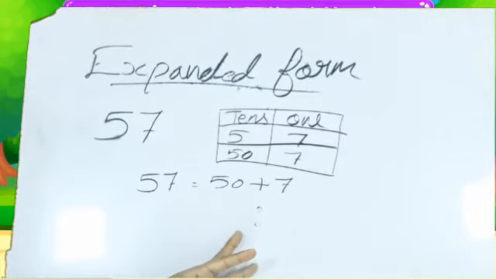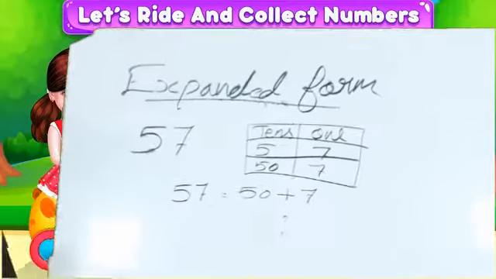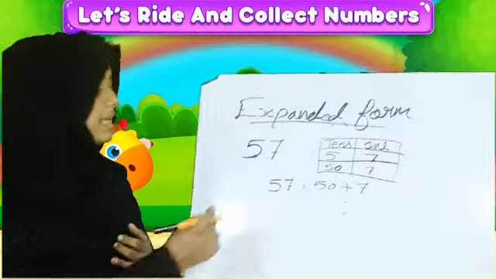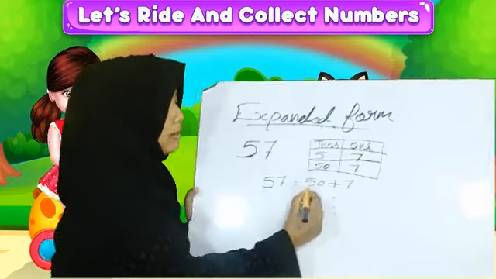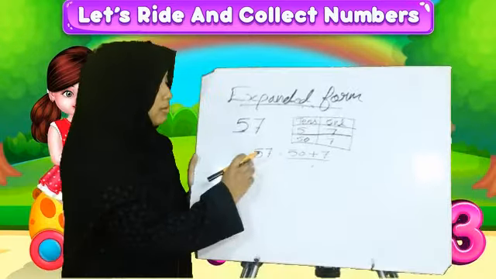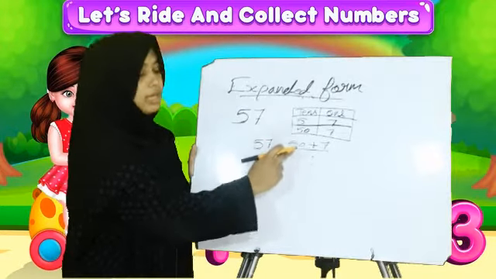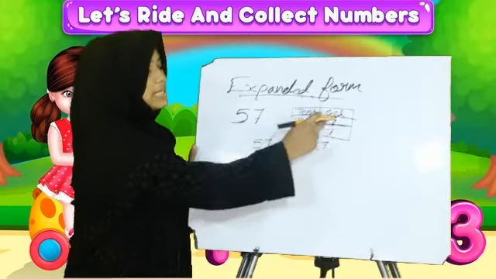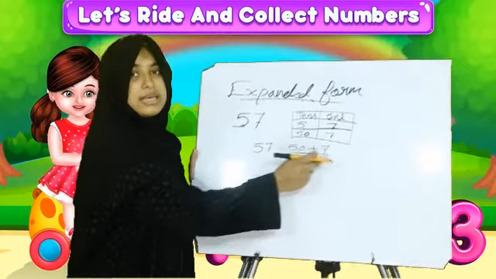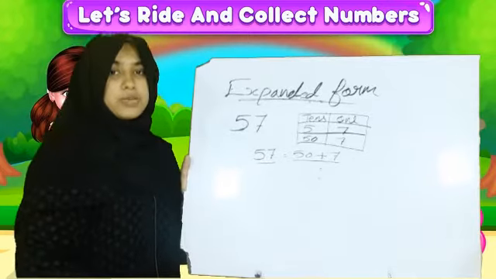This is how we can write the numbers. We write how many tens, how many ones. This is what we call expanded form. We write it as an addition: 5 tens means 50, and 7 ones means 7. 50 plus 7, 57. This is the expanded form.